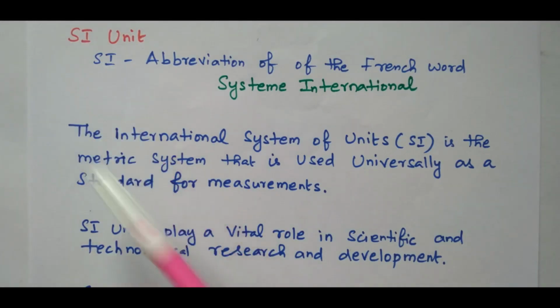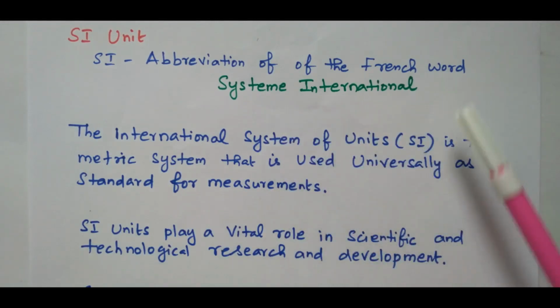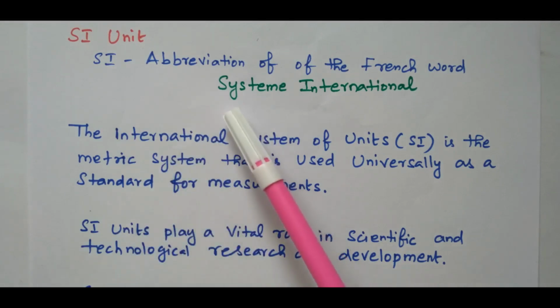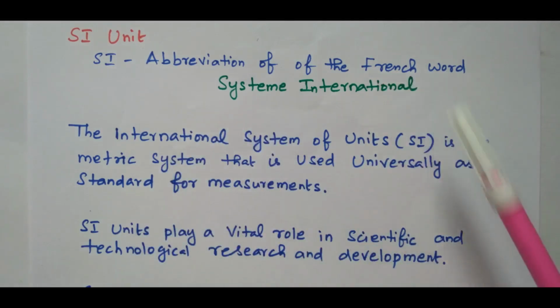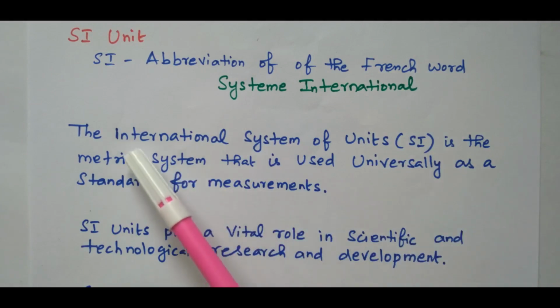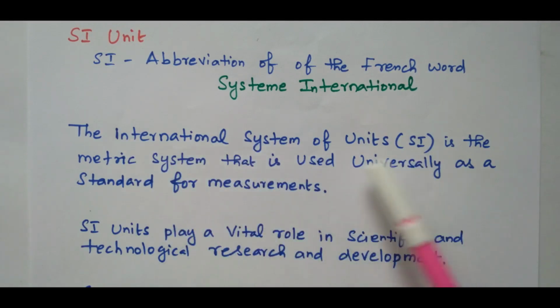The SI is nothing but the abbreviation of the French word Système International. At the international level, the standards are defined so that everyone needs to use the same standard for uniformity. That is the abbreviation of Système International, from the French word. That is nothing but the international system of units.